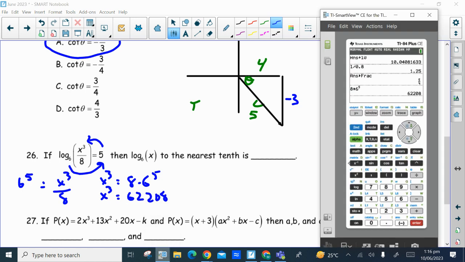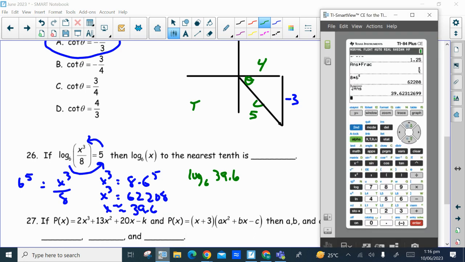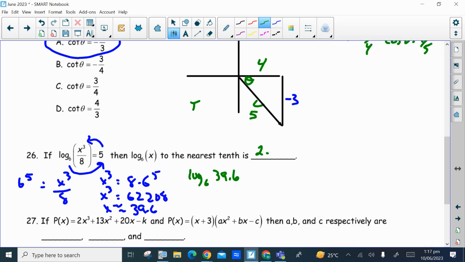And then we'll take the cube root of that to get what x is. So it's a decimal, approximately 39.6. But I'm going to keep it in my calculator for this next step, because now we want to find log base 6 of that 39.6. Log base 6 of the previous answer, to the nearest tenth, is 2.1.